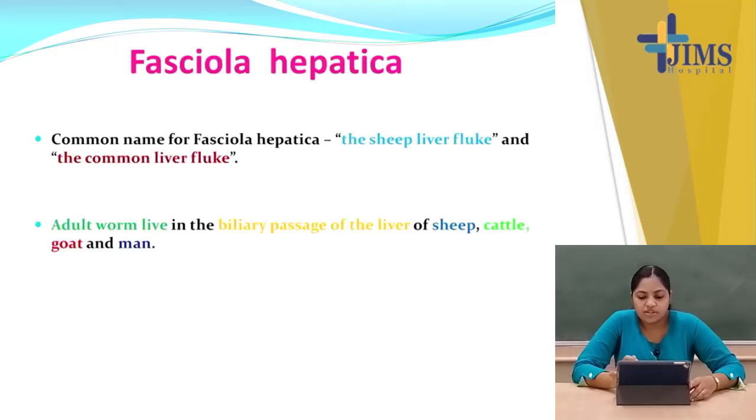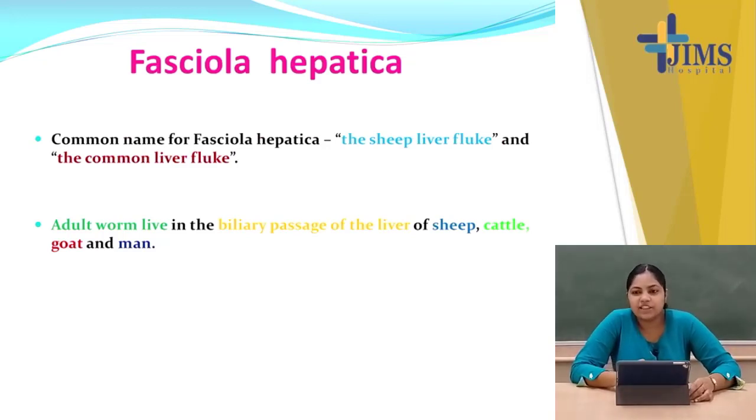Coming to the first organism, that is Fasciola hepatica. The common name for Fasciola hepatica is sheep liver fluke, or commonly just liver fluke. Coming to the adult worm, it lives in the biliary passage of the liver of the definite host.